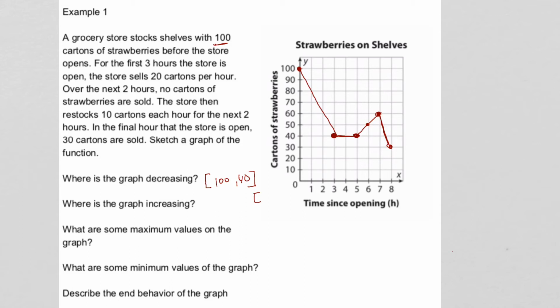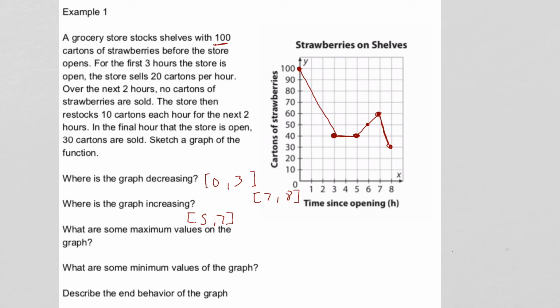You know what? I wrote this wrong. It's actually intervals of time, right? Between our 0 and 3. And it's also decreasing over our 7 and 8. Now the graph is increasing, right, between hours 5 and 7.